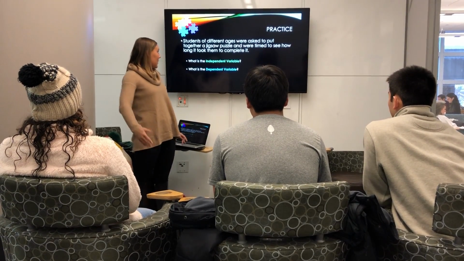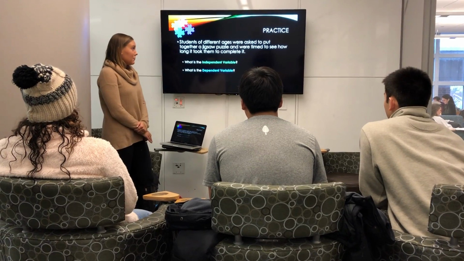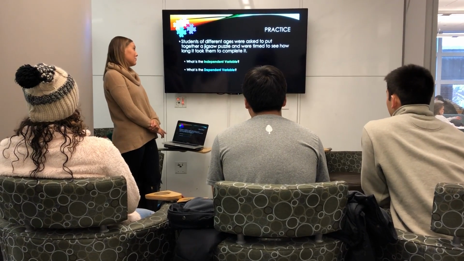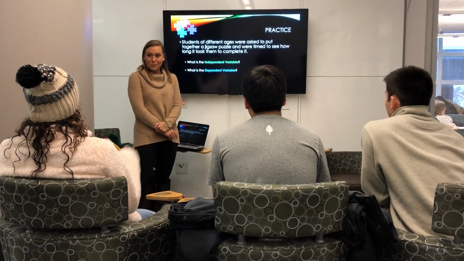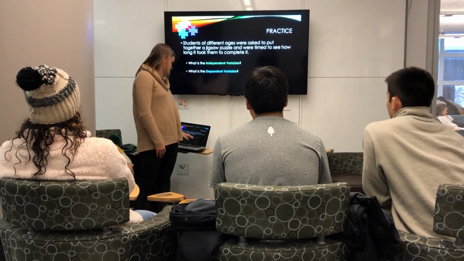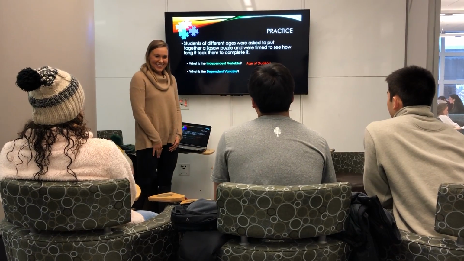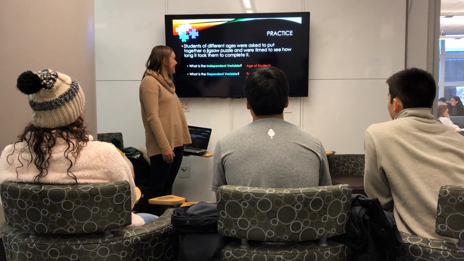So now you guys are going to practice. Students of different ages were asked to put together a jigsaw puzzle and were timed to see how long it took them to complete it. What would the independent variable be? The age of the student. Correct. And what would the dependent variable be? How long it takes them to complete the puzzle. Correct. Good job.